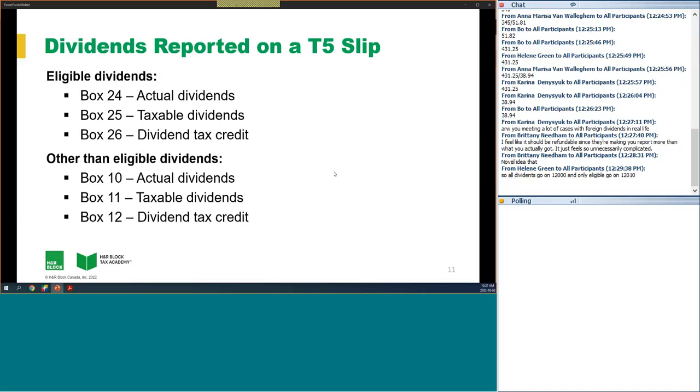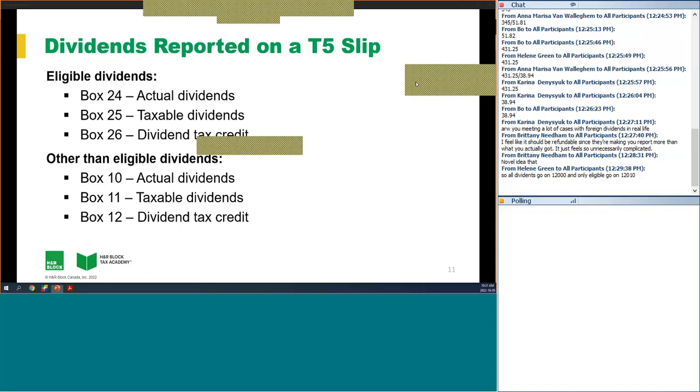Okay, what we normally see, well, there's lots of different slips that will have dividend income on them. Commonly, we see T5s and T3s. Again, I'm going to stress, do not start memorizing box numbers. You're going to go crazy because the box numbers for all the slips are different and they all go in the same place. If you read the box, it tells you what it is. So eligible dividends on a T5 are box 24, taxable is 25, and dividend tax credit is 26.